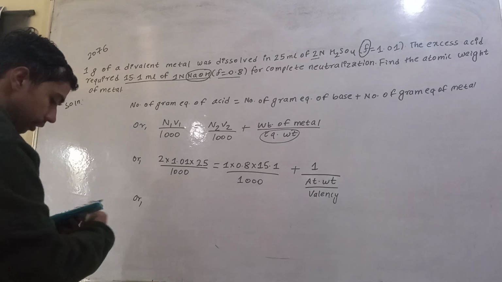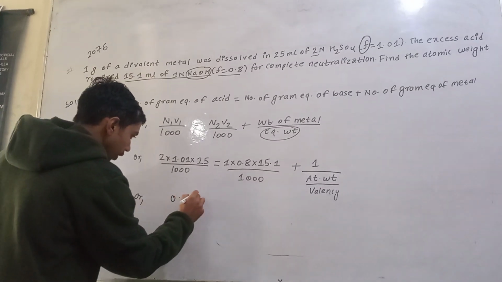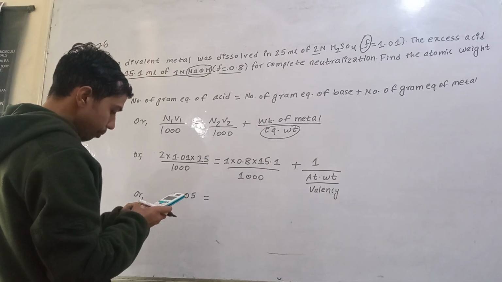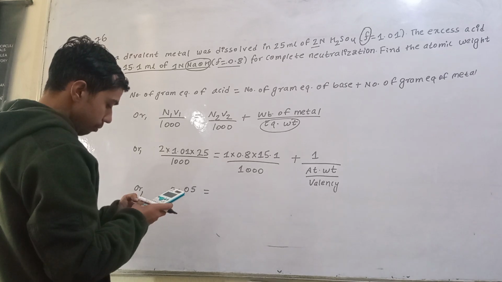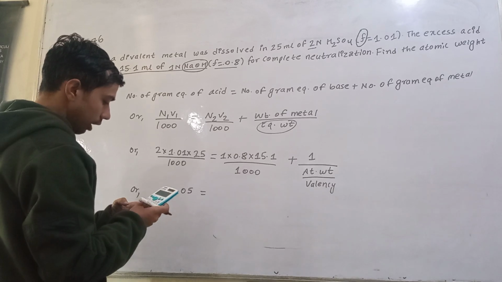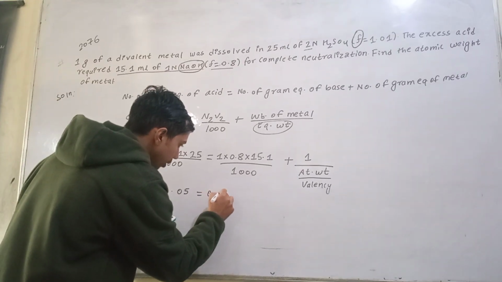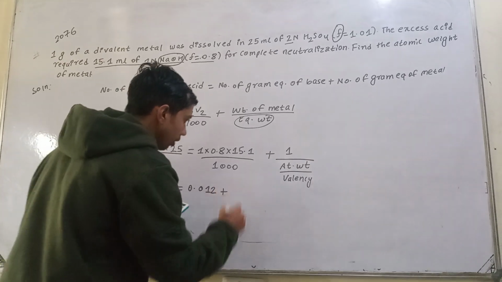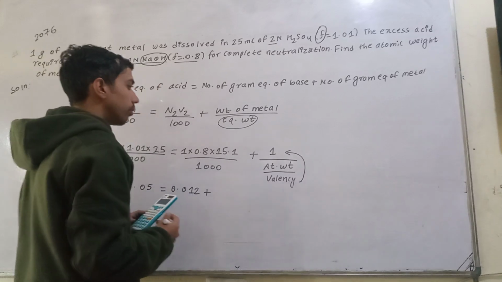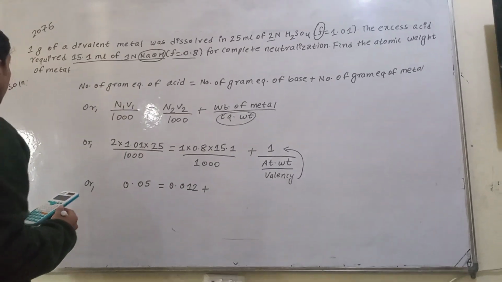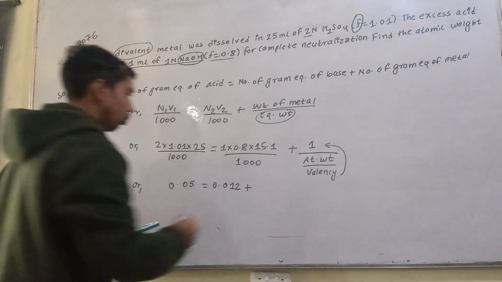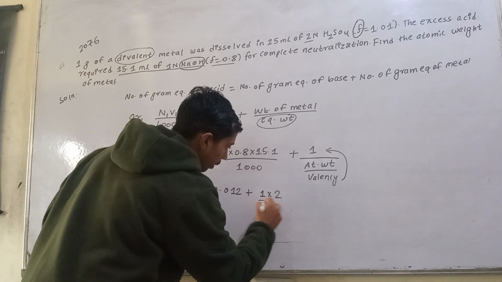So we need to calculate this 50.5 divided by 1000. From here we get 0.05 equals 1 into 0.8 into 15.1 divided by 1000, that is 0.012, plus 1 into valency upon atomic weight. Here we have been given the divalent metal, so the valency is 2. So 1 into 2 upon atomic weight.